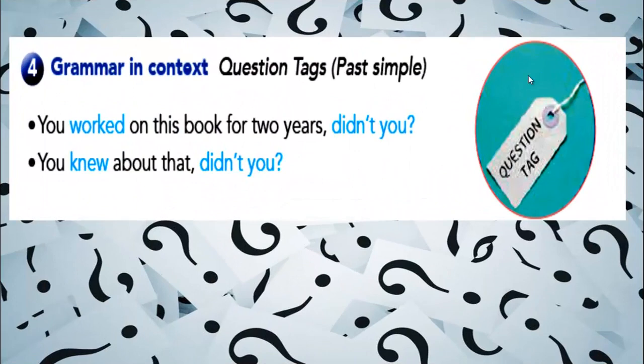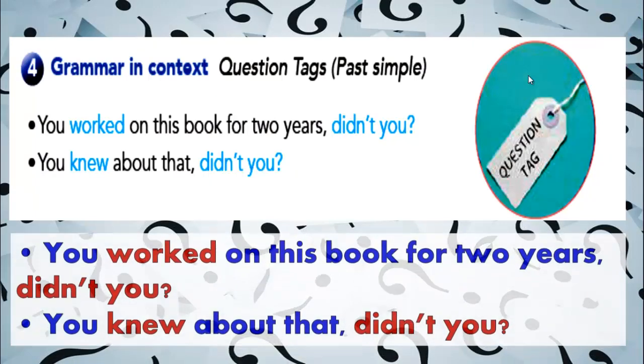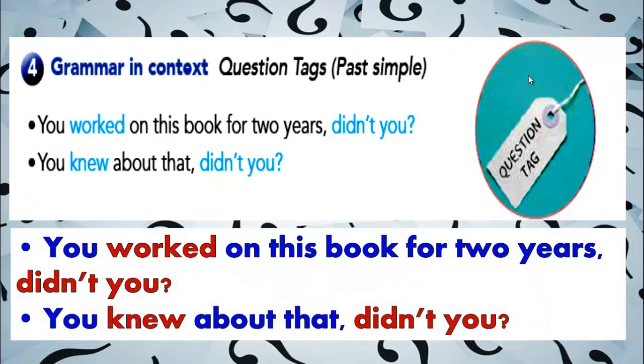The question tag. If you look at the two examples in front of you, the first one: you worked on this book for 2 years, didn't you? The next one: you knew about that, didn't you? If you look at the two examples here, you're going to find both of them in the past simple, and both of them in the positive form. So here, how can we form the question tag?